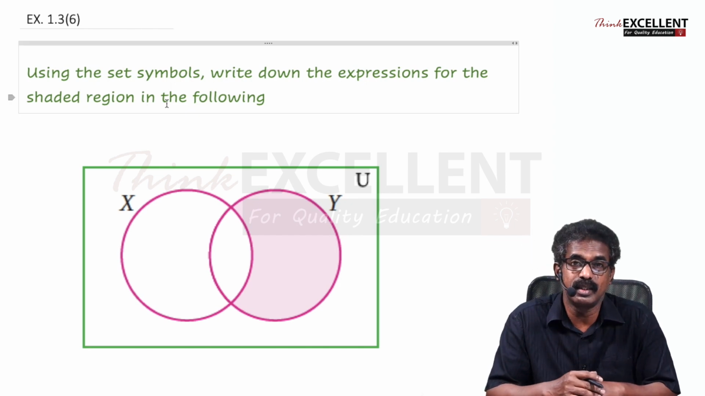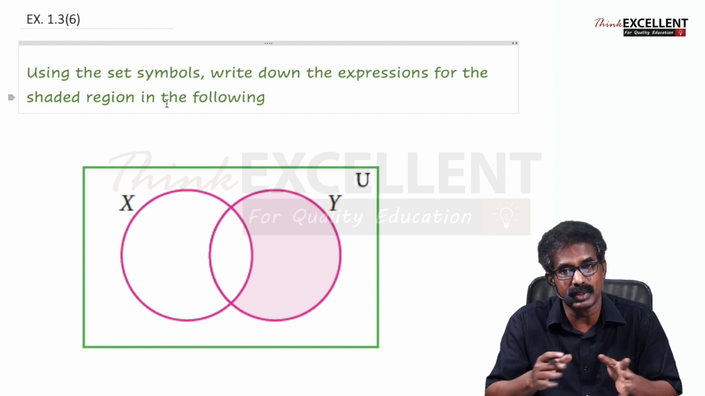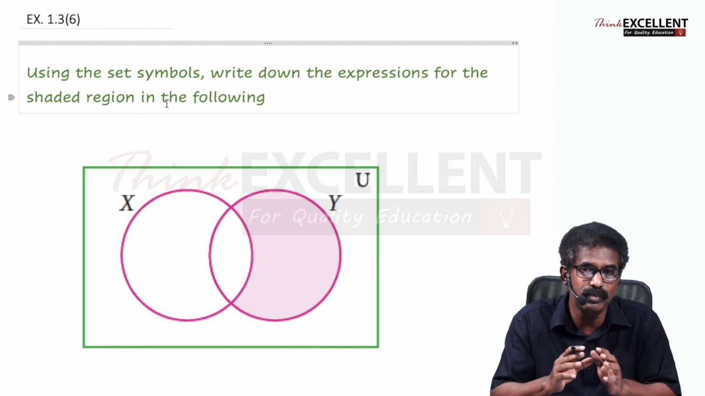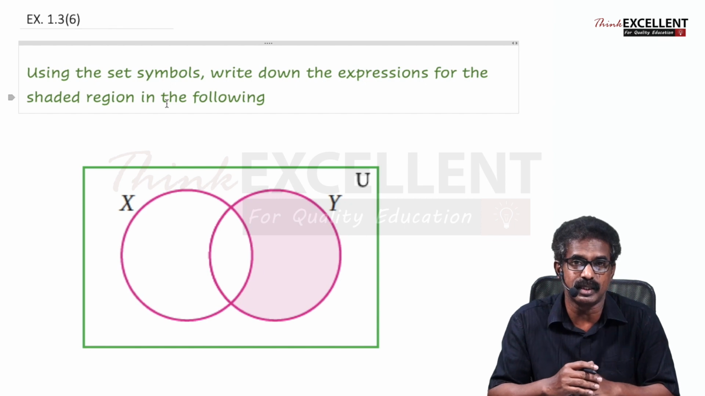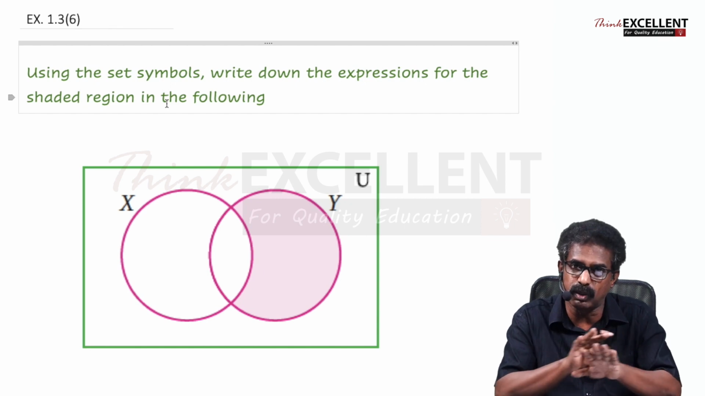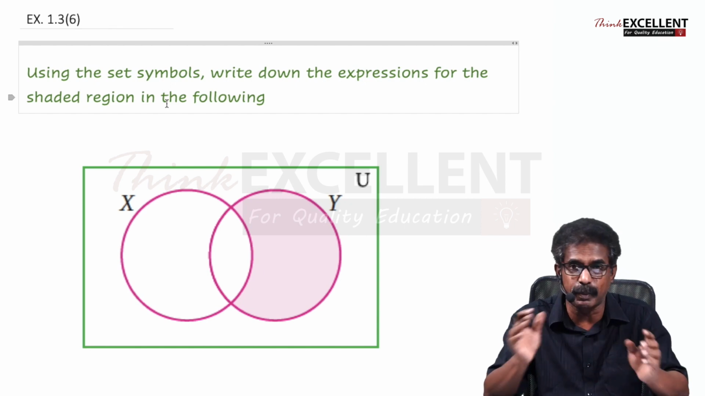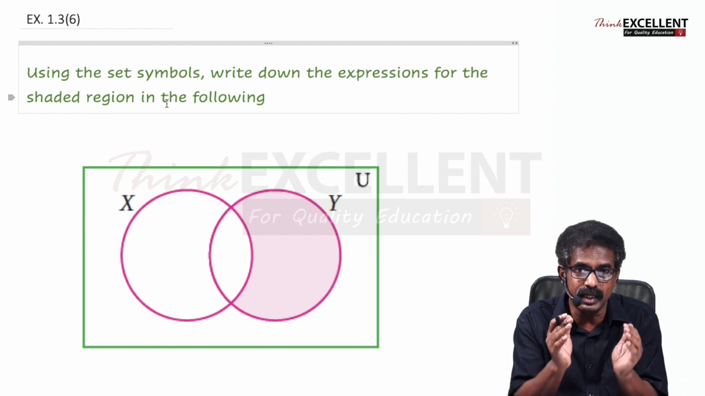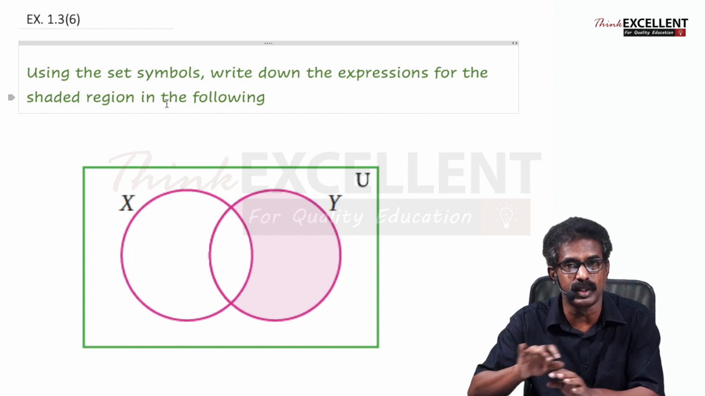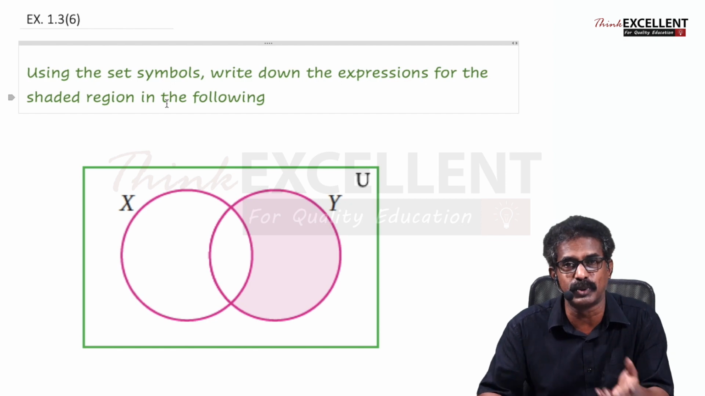Last class we did, if they ask you to shade something, we shade that, right? They give it in set form, we shade that. A intersection B, only the middle portion. A union B, the full portion. A dash, leave A, the remaining. A difference B, in A but not in B, that portion we remove. But now it is just the opposite, right?